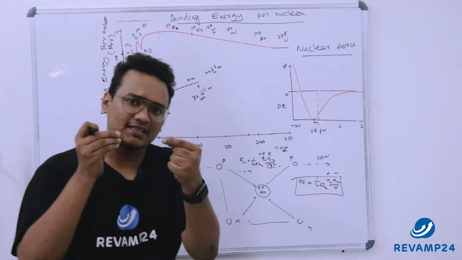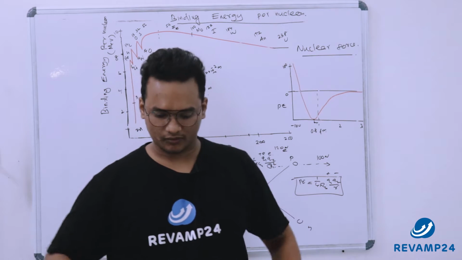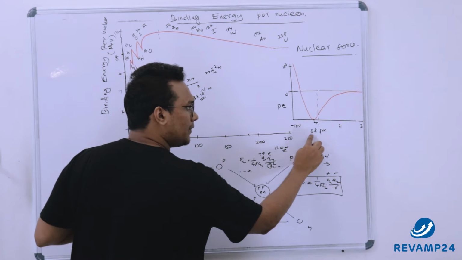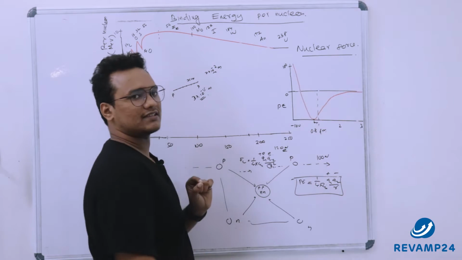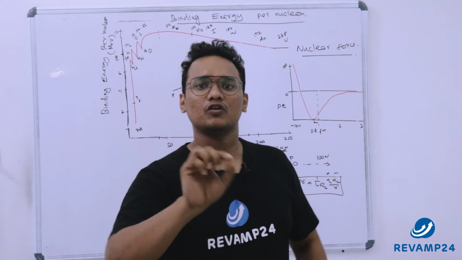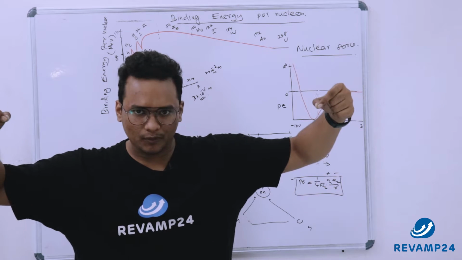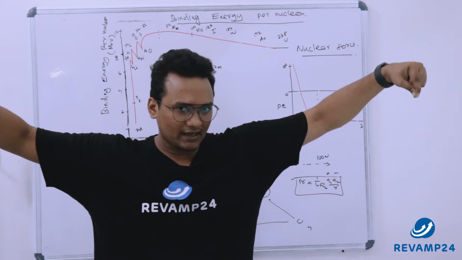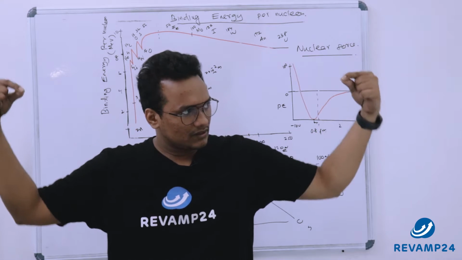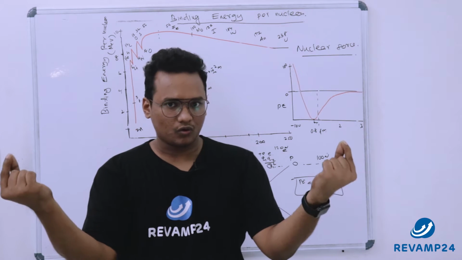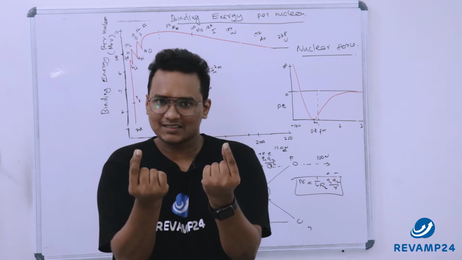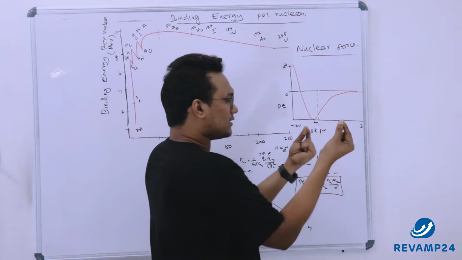So when the distance is higher, there is no nuclear force. So nuclear force is a short-ranged force. Even at a very small distance, the value of nuclear force becomes 0. So when protons are far apart, here only the electrostatic force, Coulomb's law, Coulomb's force of repulsion acts, because this distance is not even comparable with 3 Fermi.